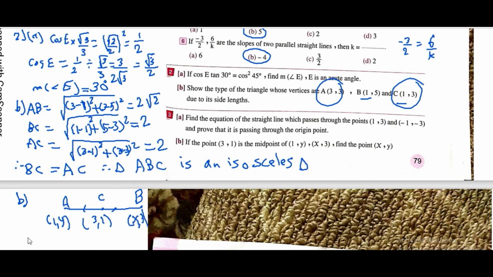We can find 1 plus x over 2 equals 3. 1 plus x over 2 equals 3, since (x1 plus x2) over 2 equals the x of the midpoint. Cross multiplication: 3 times 2 is 6, minus 1, so x equals 5. Similarly, y plus 3 over 2 equals 1. Cross multiplication: 1 times 2 is 2, minus 3, so y equals negative 1. So the point (x, y) is (5, negative 1).